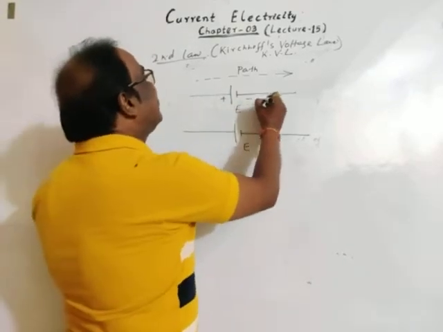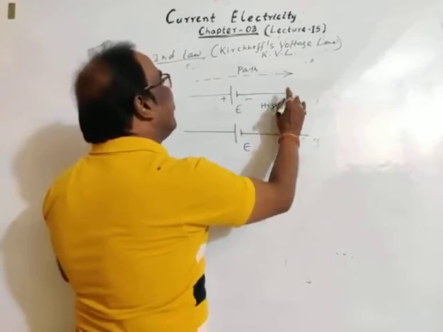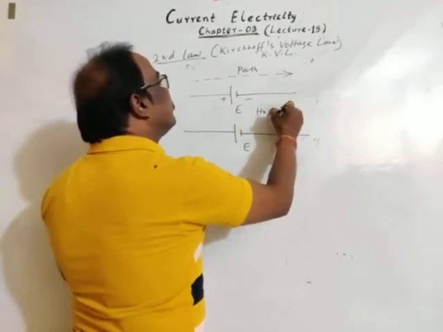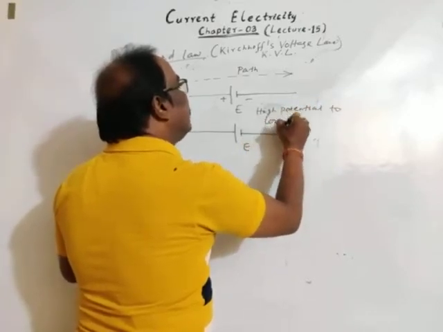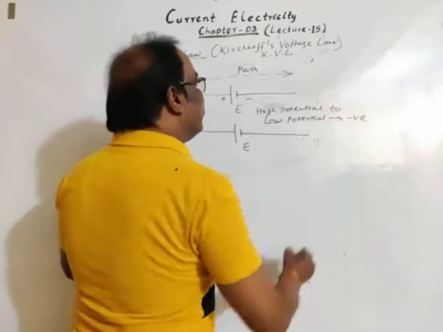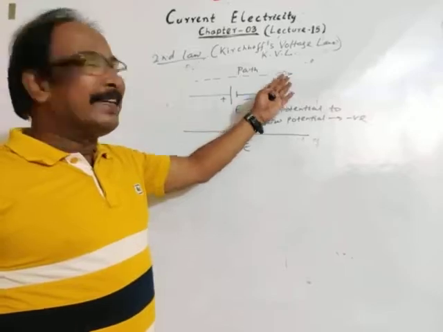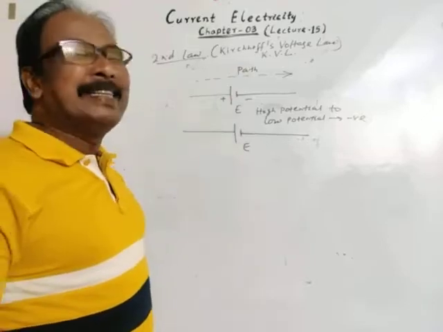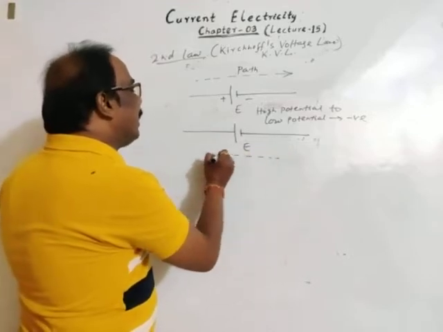So our convention: from high potential to low potential, we may take the sign negative. This is the path we have taken, we are traveling along this path. High potential to low potential, the potential decreases, so the sign is negative. Suppose we now take this path.